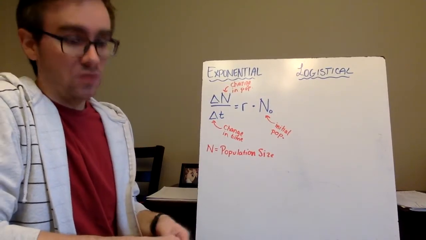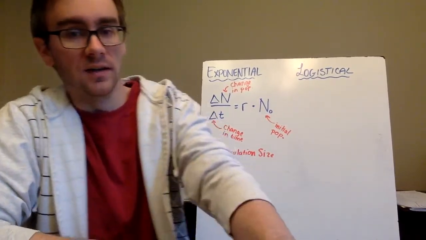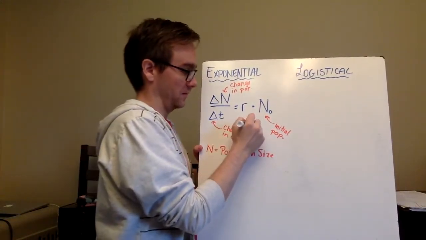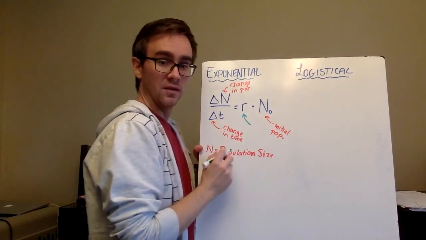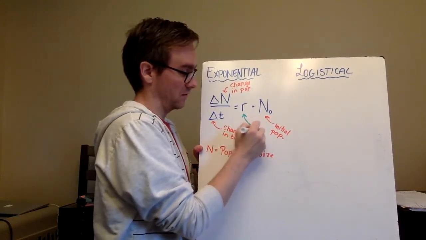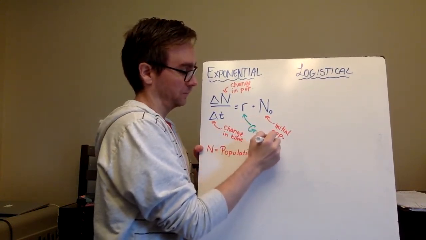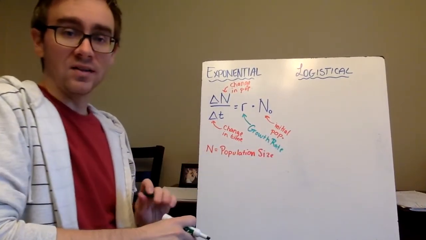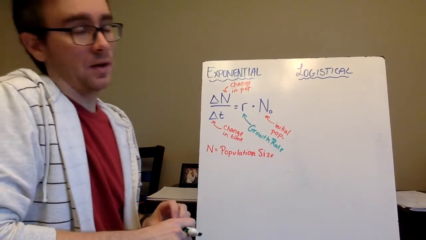And what really is going to impact that is this one right here. So much so I'm going to do it in a different color, and that's this little r. That is growth rate, which we did in the last video. We talked about those impacts on a population.